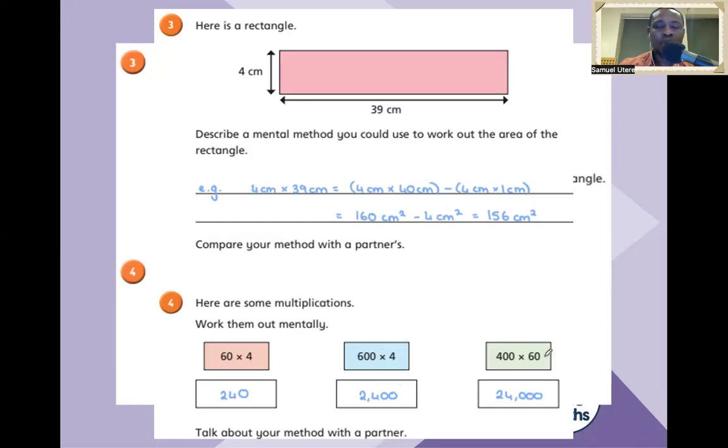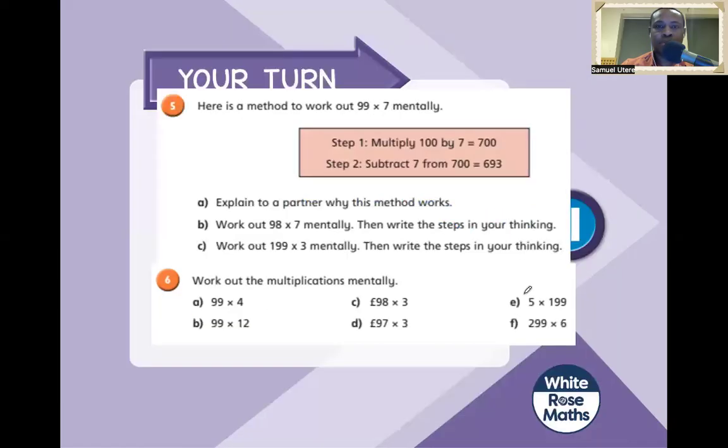And then here, we're using the known fact that this is 100 times bigger than 4, and then this is 10 times bigger than 6. So altogether, our answer will be 1,000 times bigger. So that will be 24,000. Pause the video and answer questions 5 and 6 in 4 minutes.